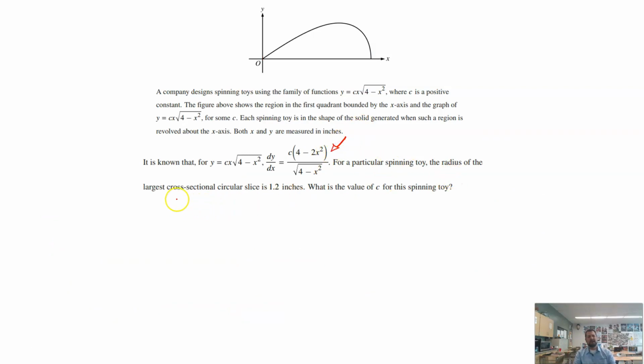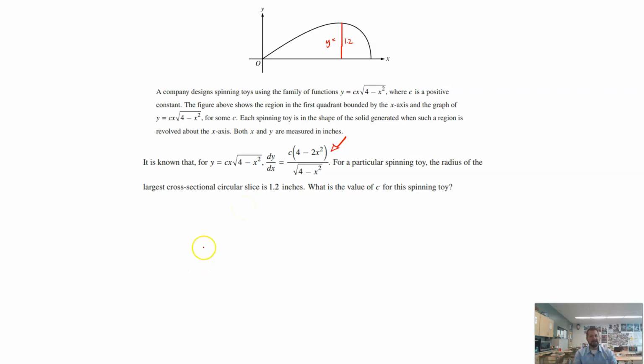The radius of the largest cross-section circle is 1.2 inches. In other words, whatever this is right here, that radius is going to be 1.2. So my y value at that point is equal to 1.2. The problem is I don't know where that occurs. So what I have to do is ask, what happens when a maximum happens?